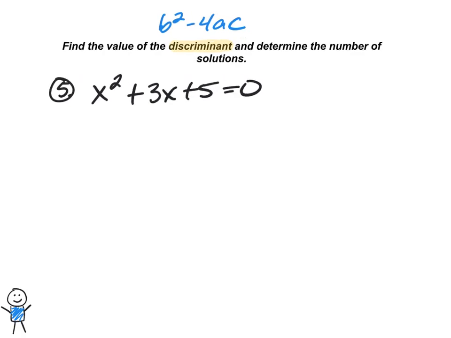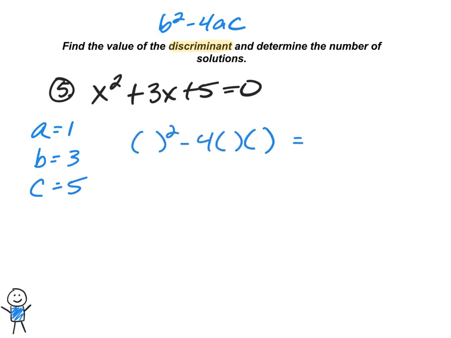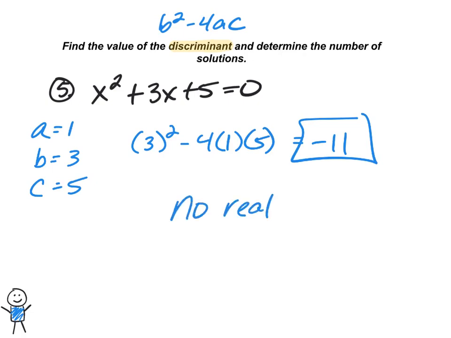Next example, let's identify our A is 1, our B is 3, and our C is 5. And let's evaluate using the discriminant formula, which is b squared minus 4 times a times c. The b was 3, the a was 1, and the c was 5, giving us a result of -11. And recall that if our discriminant is negative, we will have no real solutions.